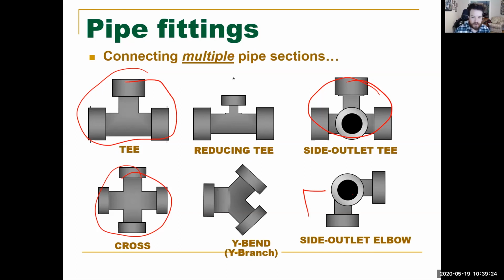Yes, you could use a T here and then do another elbow and then everything else, and then you can have your piping. But always what you want to do is reduce as many of these fittings as you possibly can, because each one is a point where you can leak. These are only going to be either threaded or soldered or welded together.